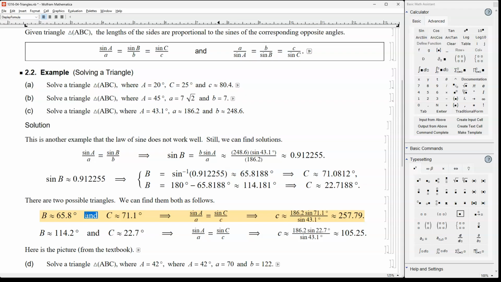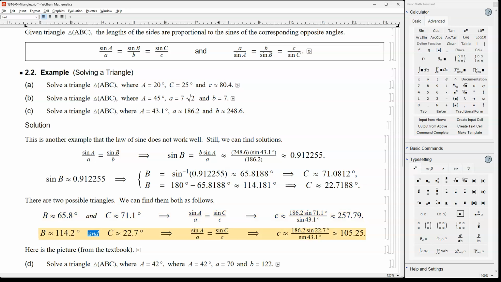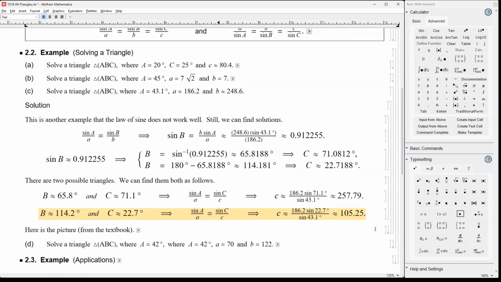So B is this, and capital C is that, and B is this, and capital C is that. From law of sines, doing your computation, you get 257.79, and 105.25. We have two possible triangles.